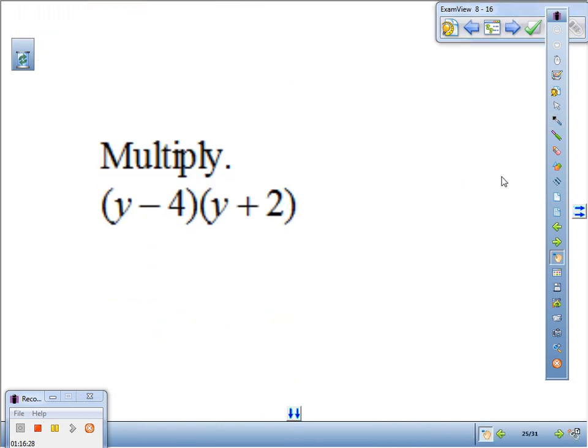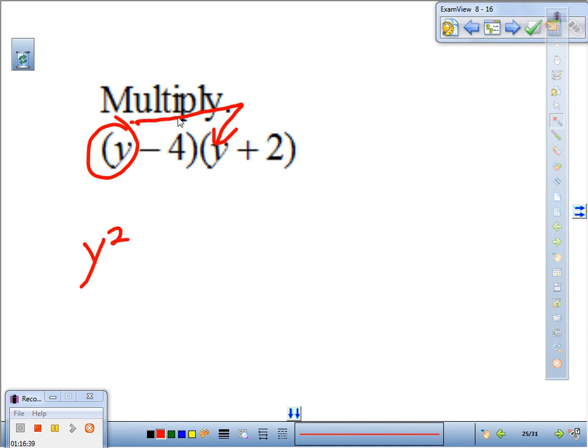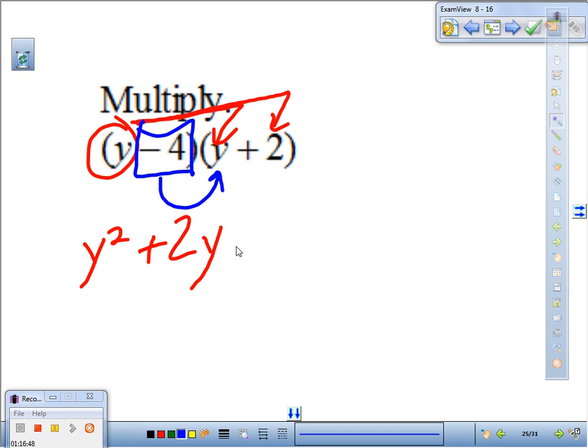Multiply. I'm going to use 2 different colors. I'm going to start with red. Circle the y. What is y times y? Y squared. What is y times 2? 2y. I'm going to switch to blue. What is negative 4 times y? Negative 4y. What is negative 4 times 2? Negative 8. At that point, we're going to combine like terms.